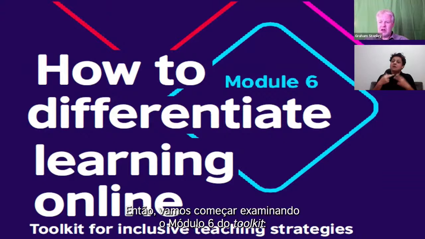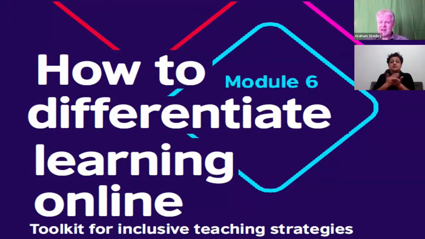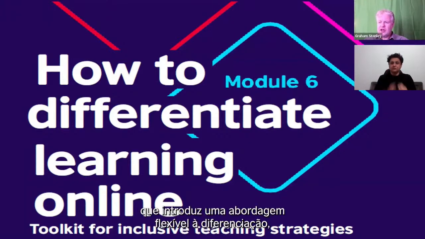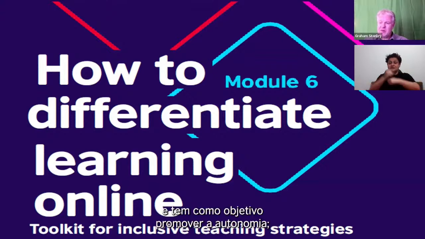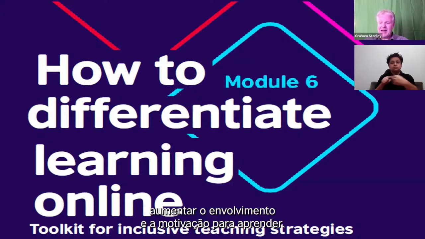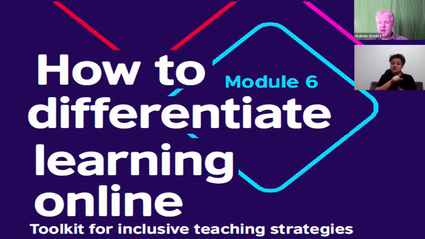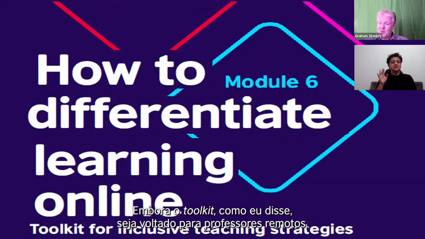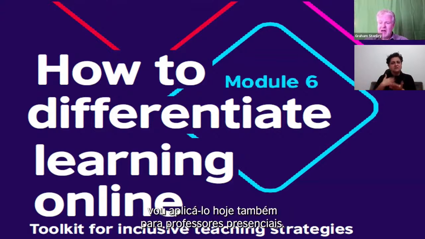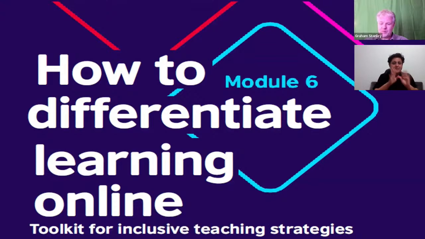So let's start by looking at Module 6, how to differentiate learning online, from the toolkit, which introduces a flexible approach to differentiation and is aimed at promoting learner autonomy and boosting engagement and enhancing motivation to learn. Although the toolkit, as I said, is aimed at remote teachers, I'm going to apply it today to teachers in the face-to-face classroom too.